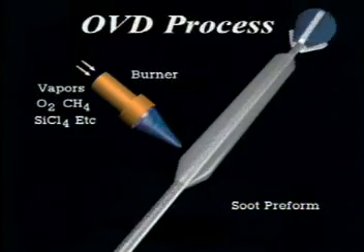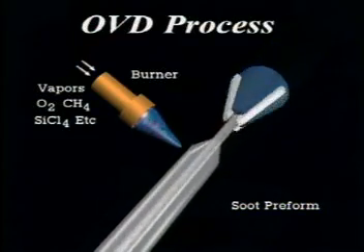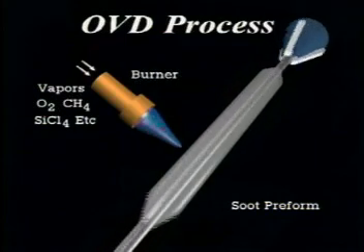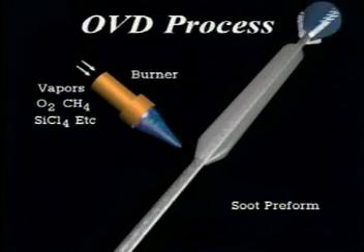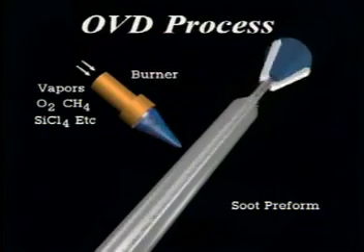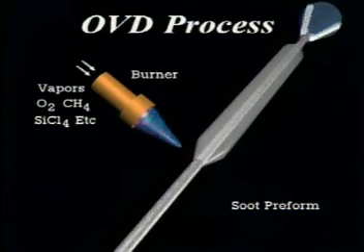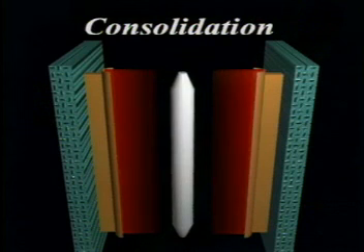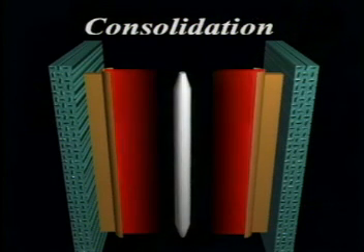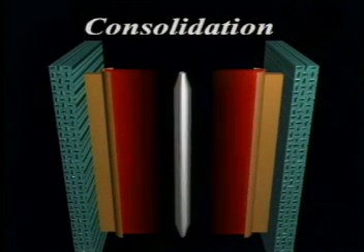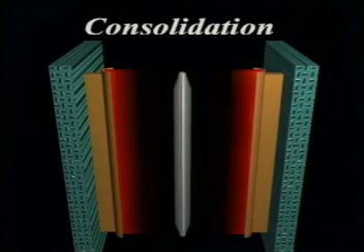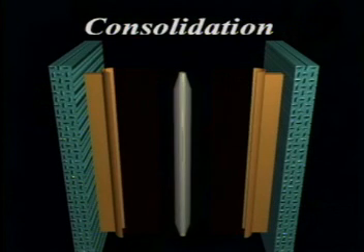In the outside deposition process, vaporized raw materials are applied to a rotating mandrel, first to form the core, then the cladding in what is called a soot preform. The mandrel is withdrawn and the soot preform placed in a consolidation furnace, which collapses the center hole and fuses the particles into a solid, transparent glass rod. This preform can then be drawn into a continuous fiber strand.